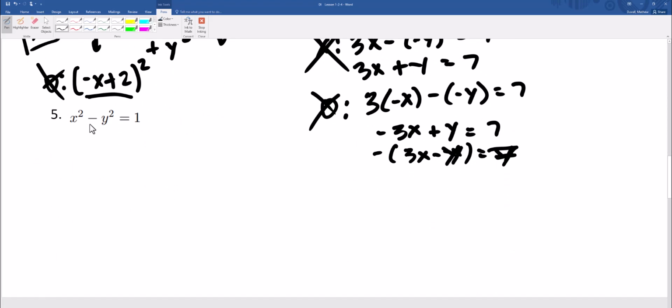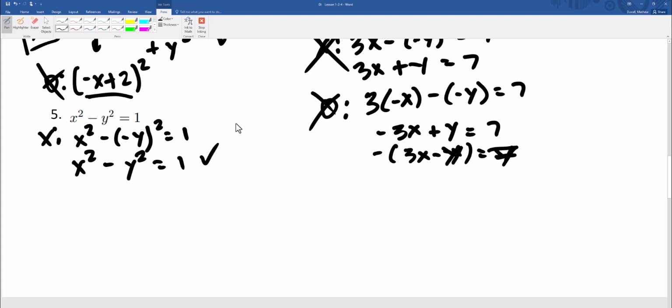So for this one, let's see if it's symmetric about the x-axis. So let's plug in a negative for my y. Negative is a positive. So, yep, it is symmetric over the x-axis since it's the original.